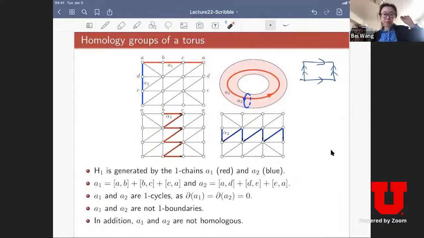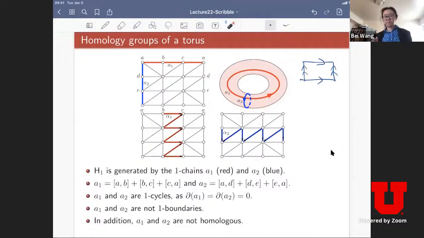Now, when I compute homology, it gives me two generators of dimension 1 homology, corresponding to the red loop that goes around the tunnel and the blue loop that goes around the boundary of the cylinder. Based on the triangulation, the red loop corresponds to AB plus BC plus CA. It's just a loop. The blue loop corresponds to AD plus DE plus EA. That's my homology: two dimension 1 homology classes corresponding to the two tunnels in my space.